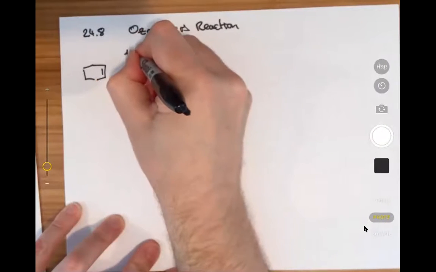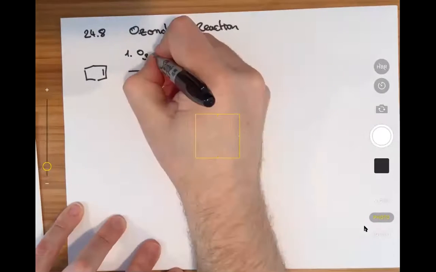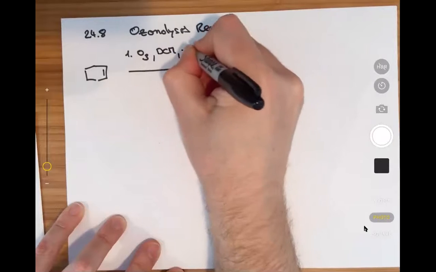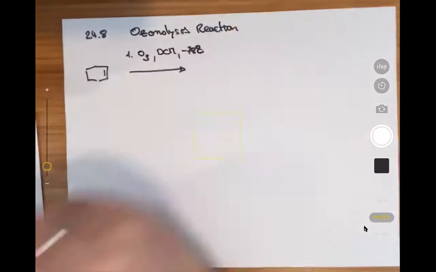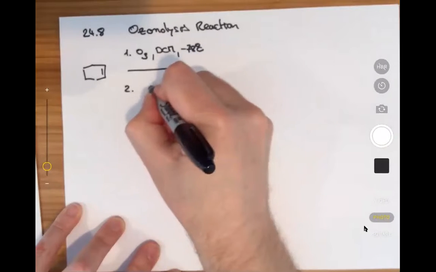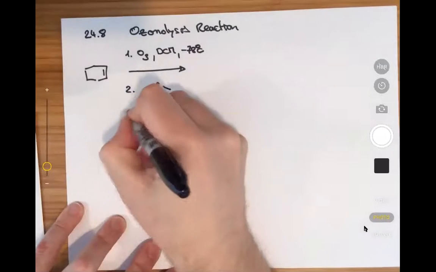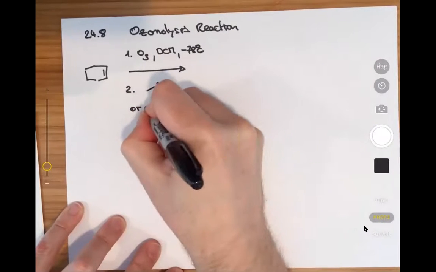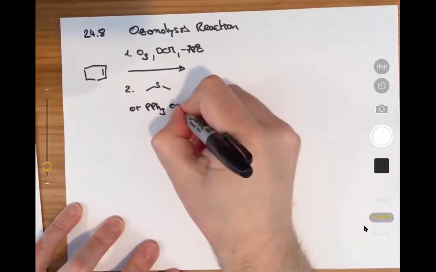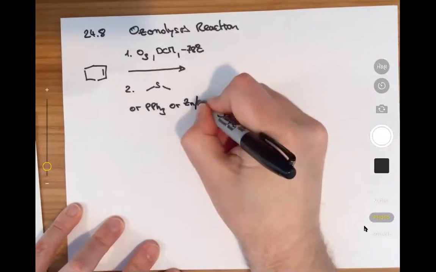So that's O3 essentially, right? That's the thing that's in the ozone layer. In usually DCM, at low temperatures, minus 78 degrees Celsius is very common. And then in a second step, you treat this with a thioether, usually dimethyl thioether, or triphenylphosphine, or another alternative for the workup is zinc and acetic acid.